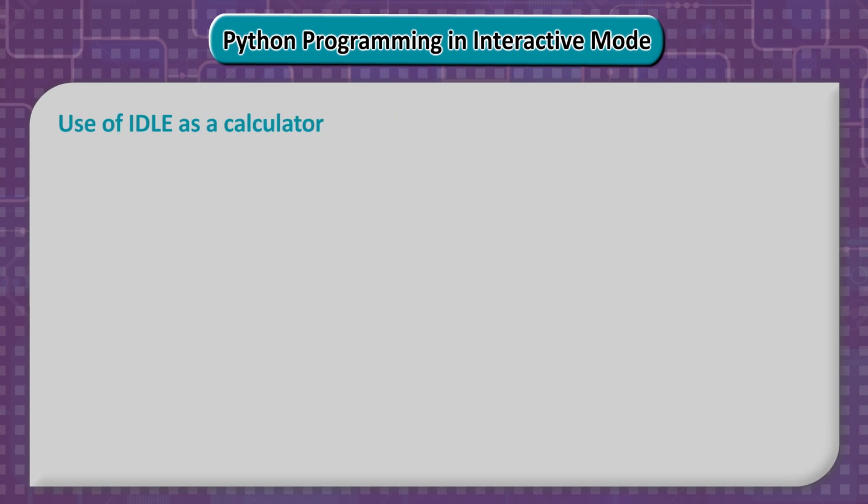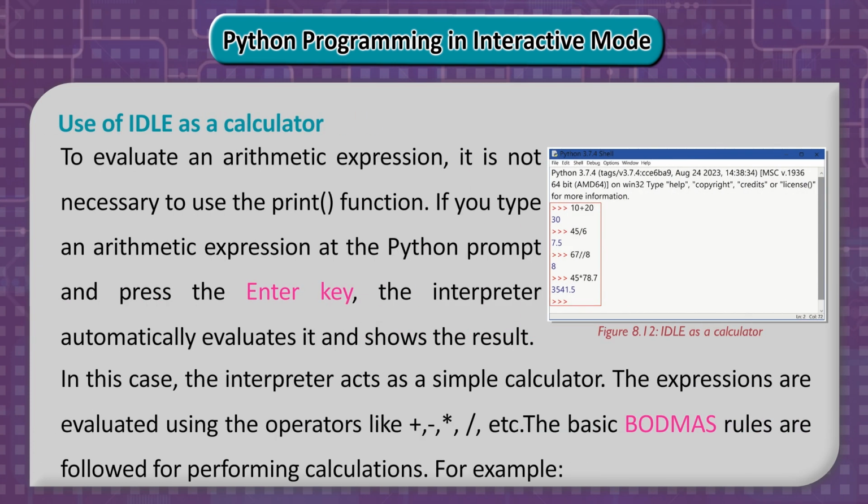Use of IDLE as a calculator. To evaluate an arithmetic expression, it is not necessary to use the print function. If you type an arithmetic expression at the Python prompt and press the Enter key, the interpreter automatically evaluates it and shows the result. In this case, the interpreter acts as a simple calculator. The expressions are evaluated using operators like plus, slash, etc. The basic BODMAS rules are followed for performing calculations. For example, Figure 8.12, IDLE as a calculator.